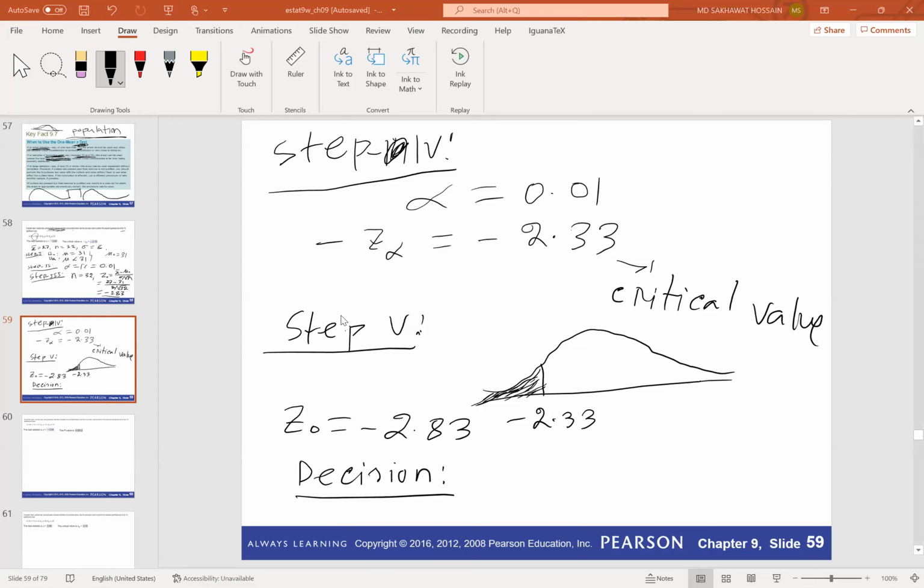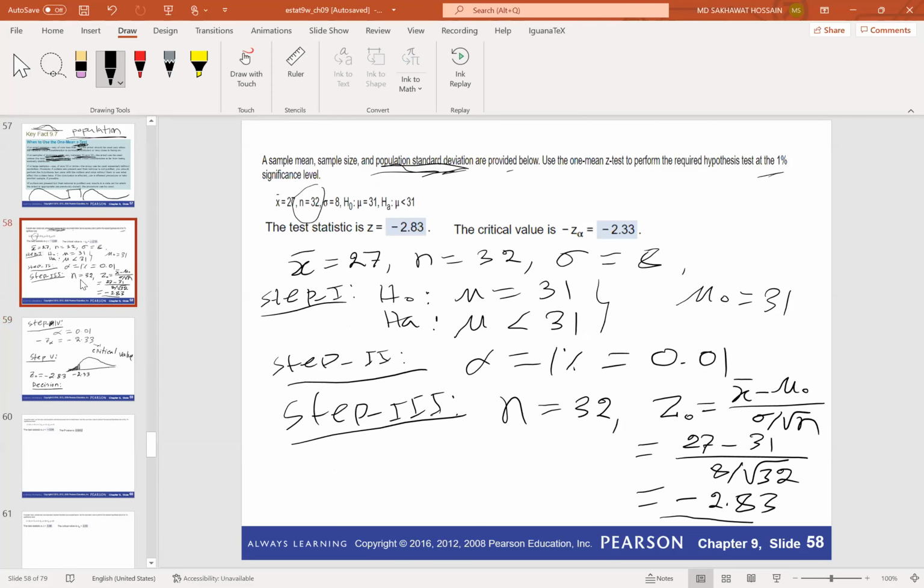Okay, so why did we get negative? Yeah, good question. If we go back to the previous slide, you can see we calculated the test statistic here. Z0: X bar minus mu 0 is 31, which came from here, and sigma is 8, n is 32. So we simplified this, and the simplified value is negative 2.83.